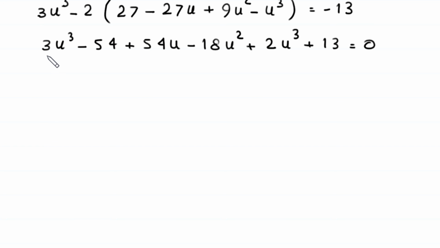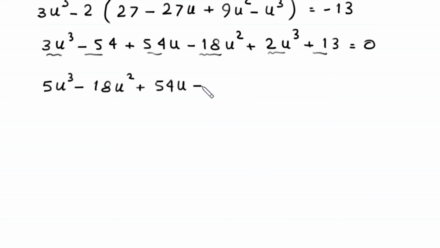Now this 3u cubed plus 2u cubed will become 5u cubed. This negative 18u squared, negative 18u squared. This 54u plus 54 times u. This negative 54 and plus 13 will become negative 41 equal to 0.